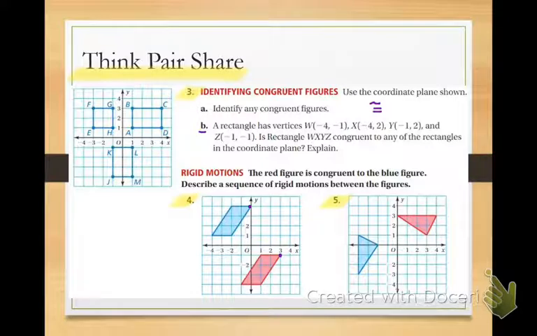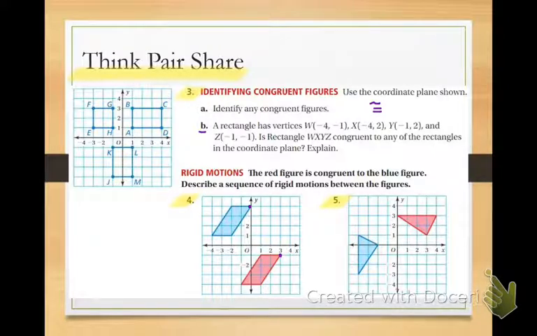So again, how many turns have to happen, and then how is it going to slide? You might need to actually rotate these points, and do that right there on your notes. You can go ahead and rotate it, and then you can figure out how it moves from there.